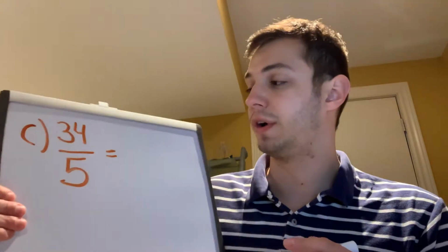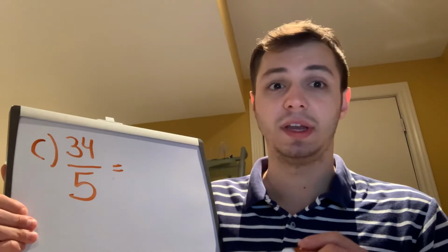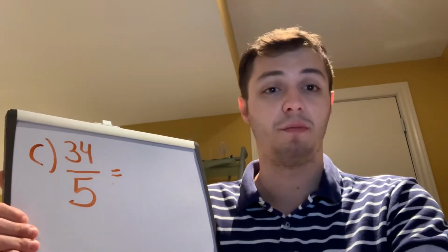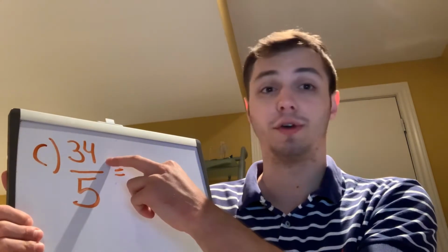Let's do one more together. Let's do problem C. So in problem C, once again, we're going to use the same steps. We have 34 fifths, or if we read it as a division problem, we have 34 divided by 5. So our first step is to figure out how many times can 5 go into 34. So we can skip count by 5s. You can use your multiplication chart, but we cannot go over 34.